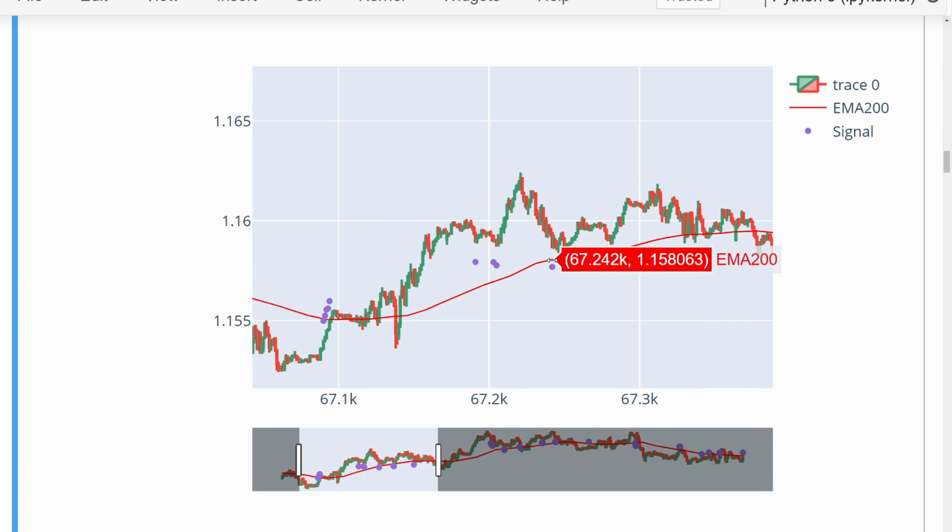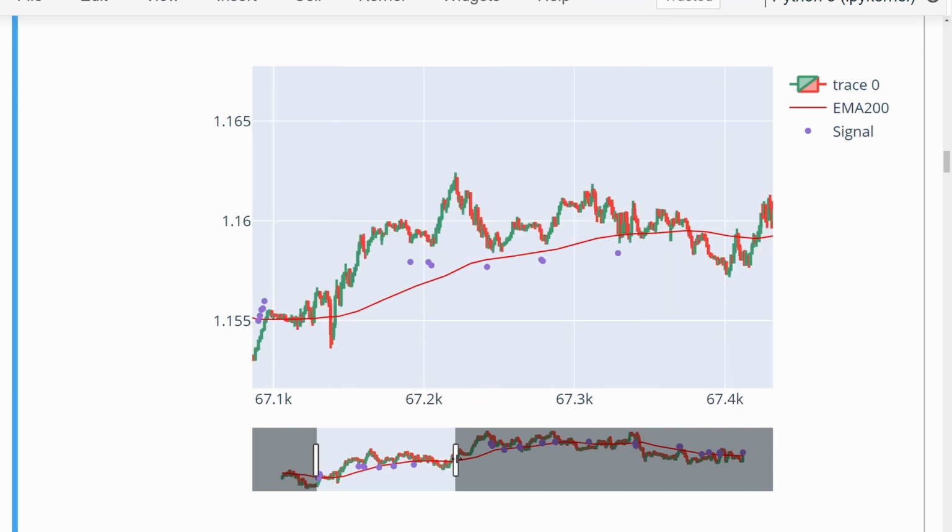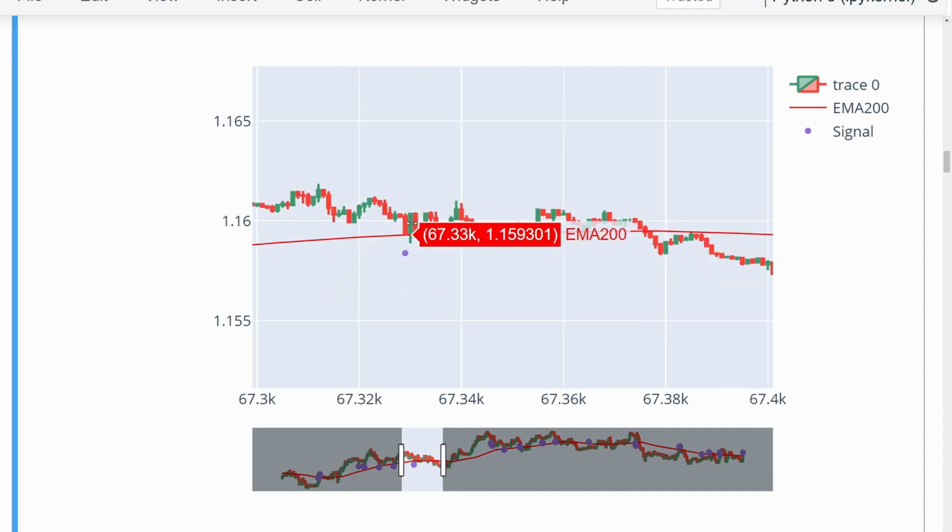Then we have this signal, which is also a good signal because we have a rise in the price later on. This one is also a good signal, and so on. This one here is not very clear at the moment, so we can try to zoom in. So this is a zoom in into this particular trade.